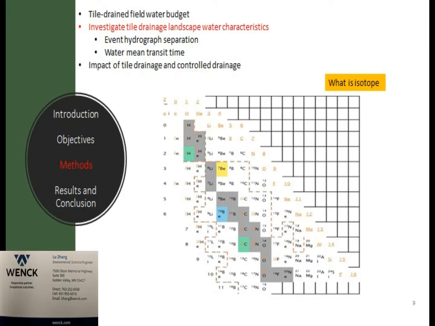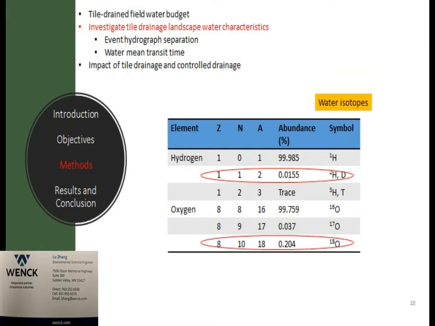So to start with, a simple definition of isotope. Isotopes are ubiquitous, they're everywhere. It's the same element with different neutron numbers, so it's the same element with different weight. Specifically in water, there are two types of element, hydrogen and oxygen, each having 3 different types of isotopes. And in the study, hydrogen 2 and oxygen 18 are used.